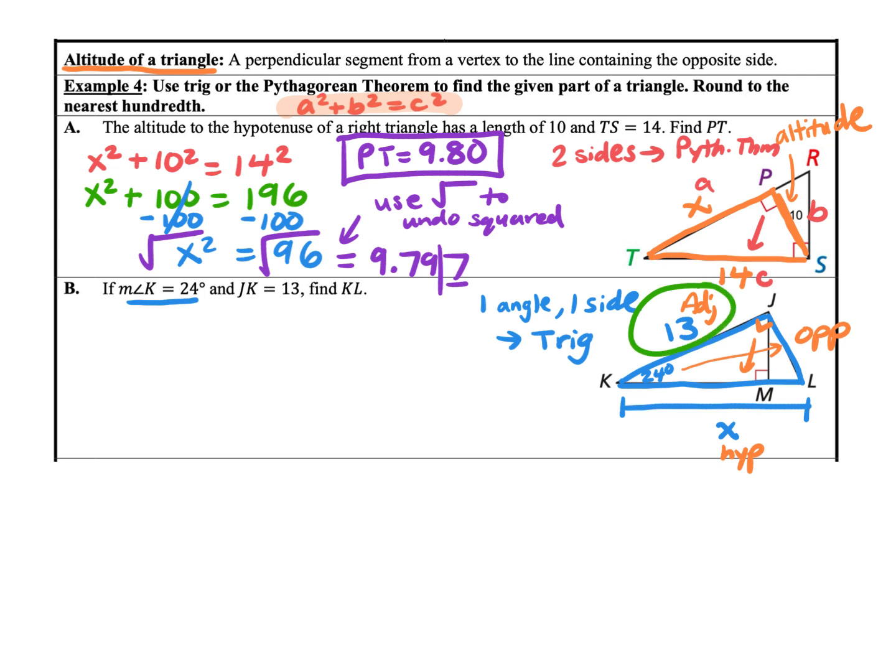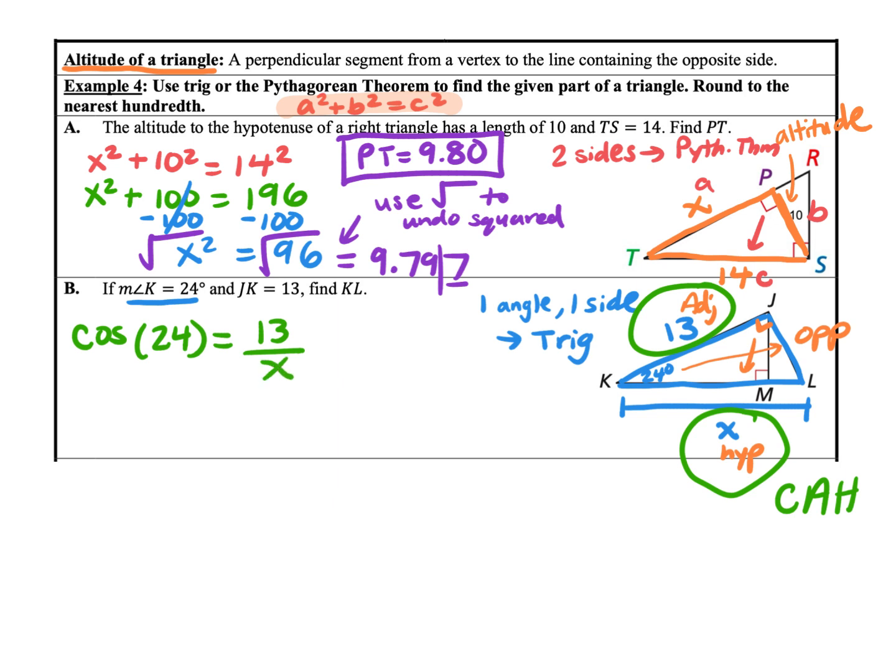Well, we have adjacent 13. We want to find the hypotenuse, so we're going to need to use the CA of SOHCAHTOA and set up a cosine ratio. So cosine of 24 degrees is equal to A over H, so that's 13 over X. Solve it with your cross products now. X times the cosine of 24 is equal to 13. I do need to divide both sides by cosine 24 to get my x alone.